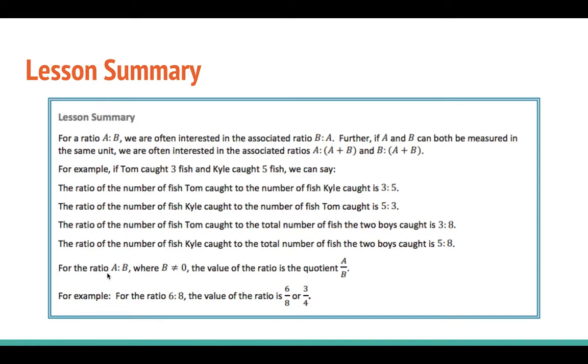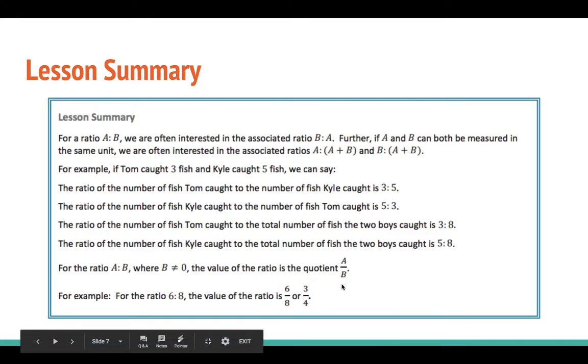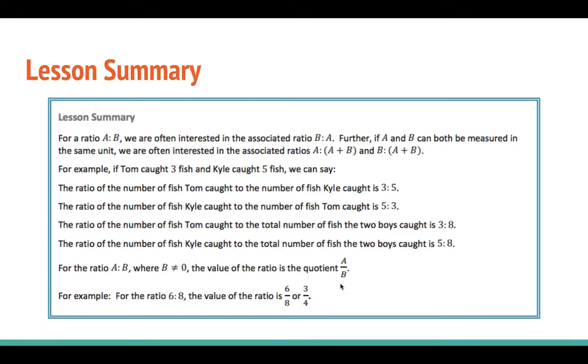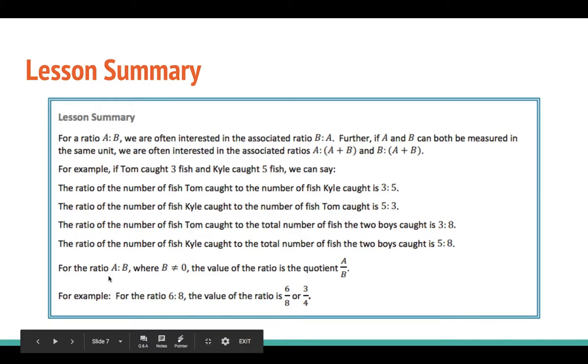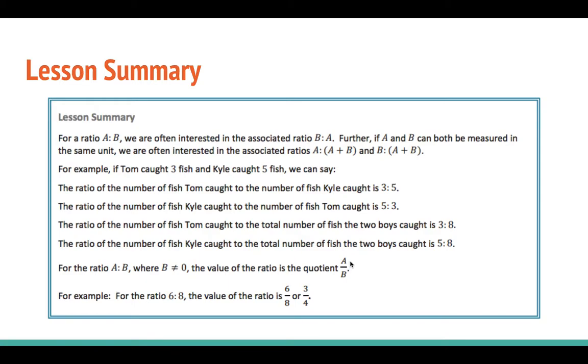So for the ratio A to B, where B cannot be 0, remember you cannot have both numbers 0 in your ratios, B cannot be 0. The value of the ratio is the quotient A to B, or the fraction A over B. So keep in mind, when you have a ratio A to B, it is represented as a fraction A over B, A being your numerator, B your denominator.